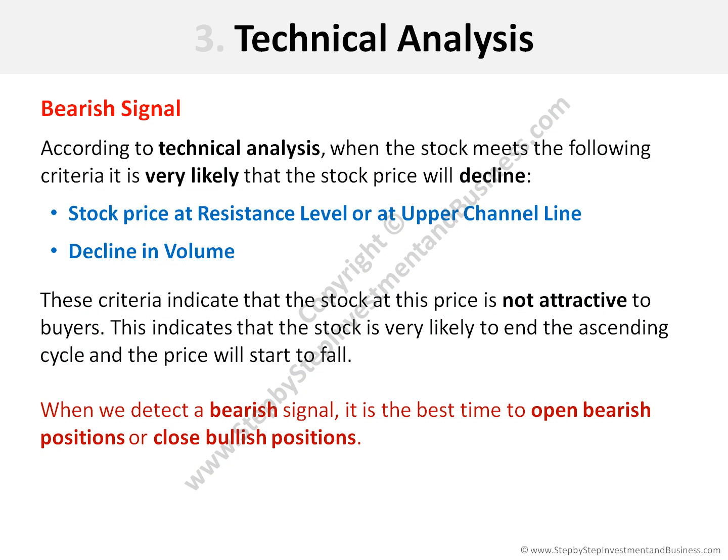Now, let's see when we get a bearish signal. According to technical analysis, when the stock meets the following criteria, it is very likely that the stock price will decline. Stock price at resistance level or at upper channel line, and decline in volume. These criteria indicate that the stock at this price is not attractive to buyers. This indicates that the stock is very likely to end the ascending cycle and the price will start to fall.